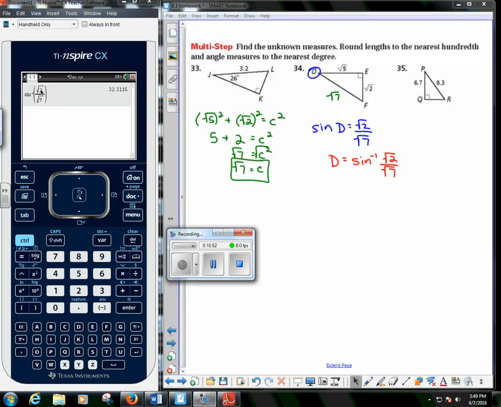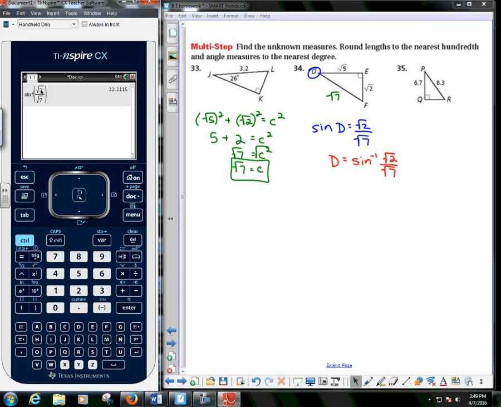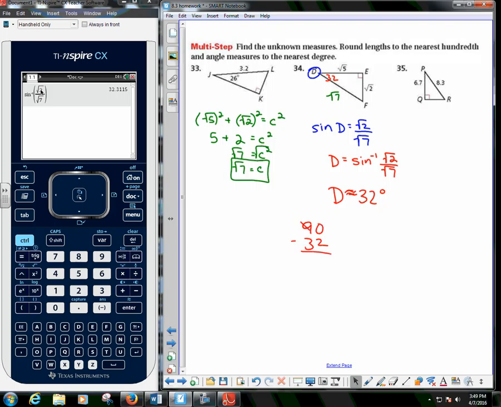All right, I'm back. I had some technical difficulties. So D equals 32 degrees, approximately. So if I know that D is 32 degrees, all I have to do is say, what's 90 minus 32? And I'm going to borrow.